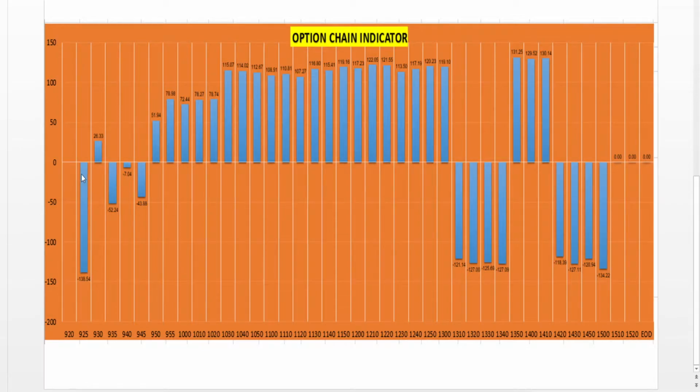Early morning, around 9:25 a.m., there was a downside movement and then immediately it pushed up. So this is not actually a buy signal, but we will wait up to 9:45. Generally after 10 o'clock, which side the market is going to move is decided very clearly by the option chain movements.